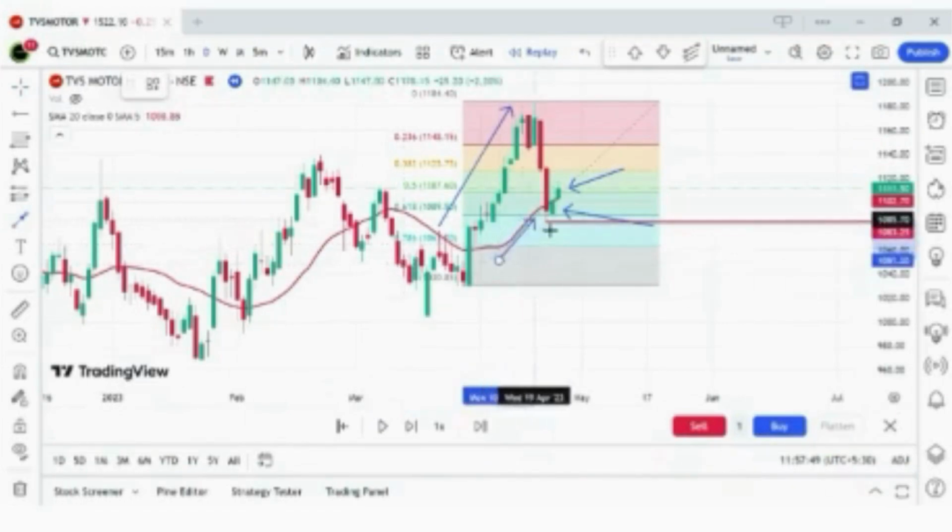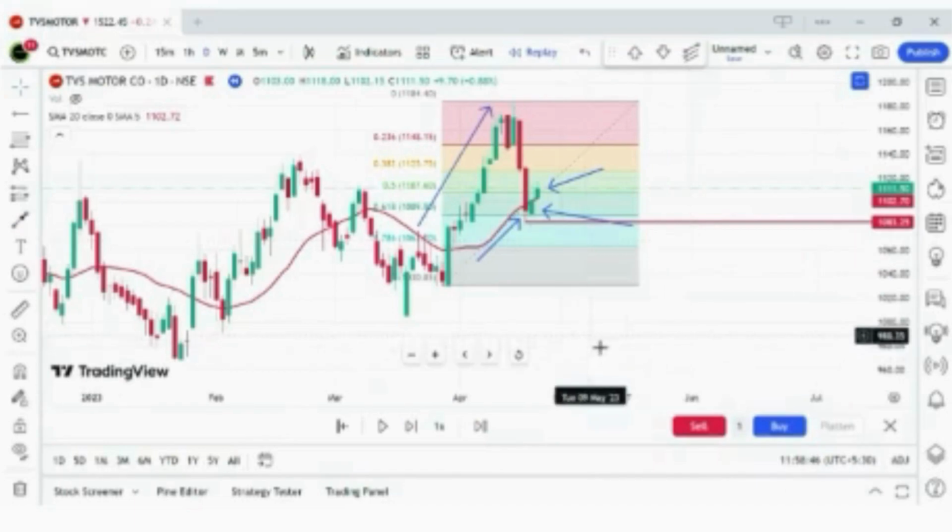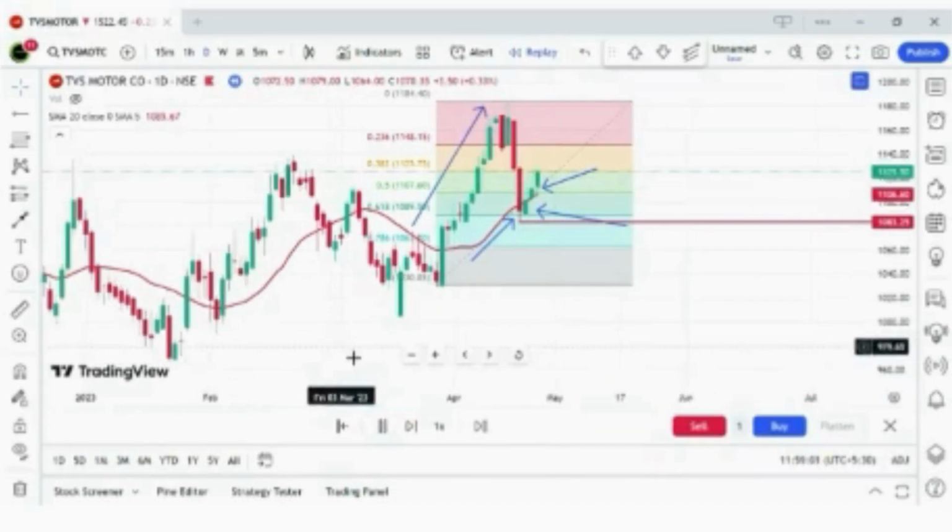And this is exactly where the price takes a support at the 20 moving average, where our entry in the stock triggers. So you can see there is a support on the Fibonacci retracement level as well as on the moving average. So this is like a double confirmation, a 7-star trade. So now let us see what happens next in the price.